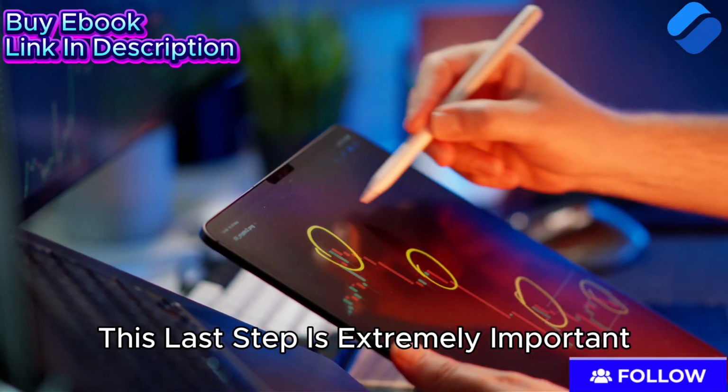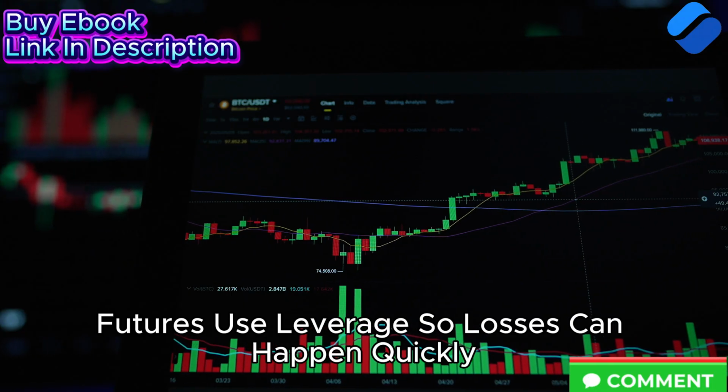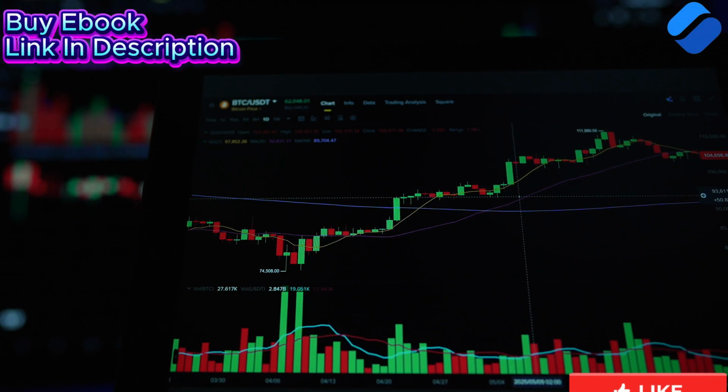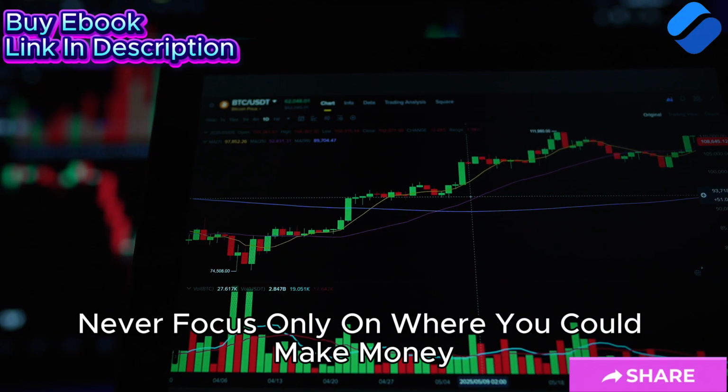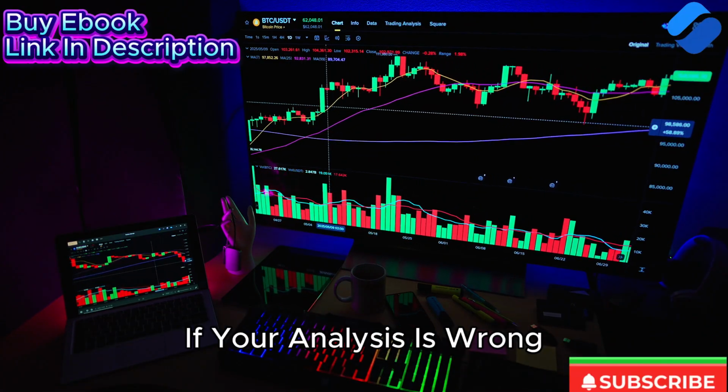This last step is extremely important in futures trading. Futures use leverage, so losses can happen quickly. Never focus only on where you could make money. Always ask yourself how much you're willing to lose if your analysis is wrong.